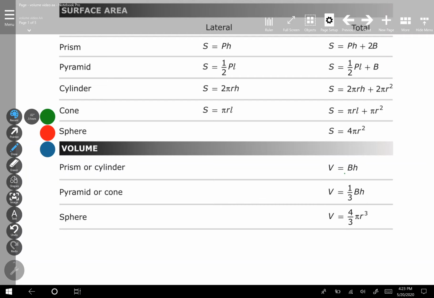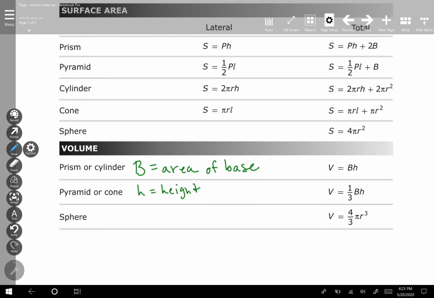for prisms and cylinders, okay, its volume is big B times H. Remember, big B is area of the base, okay, and then H is the height of the prism, or the height of the cylinder, or the height of the pyramid, or the height of the cone, okay, so it's going to be the height of the solid. So you have to be careful, just like in surface area.